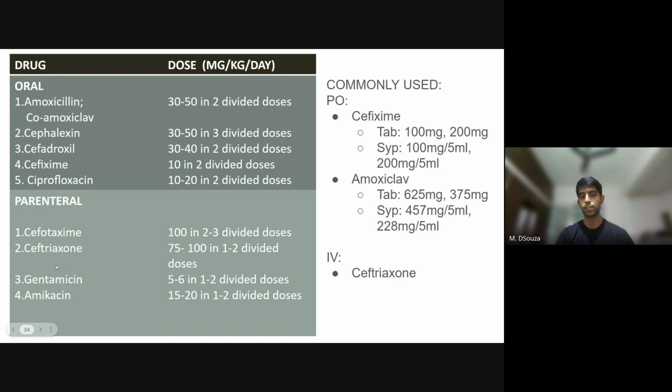And if the child is not accepting orally, or the child is sick looking, we would tend to give the child ceftriaxone, 75 to 100 mg per kg, in 1 to 2 divided doses. Usually what we give is 75 mg per kg per day in 2 divided doses. So for that same 15 kg child, what we would generally look at giving is somewhere around 100 mg in 2 divided doses. So 50 mg IV BD of ceftriaxone.